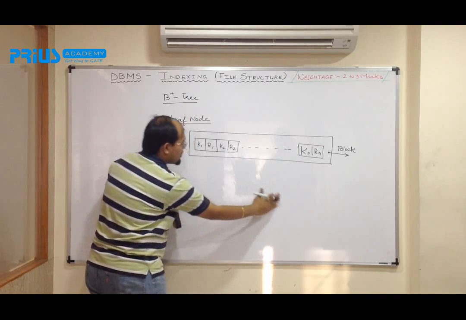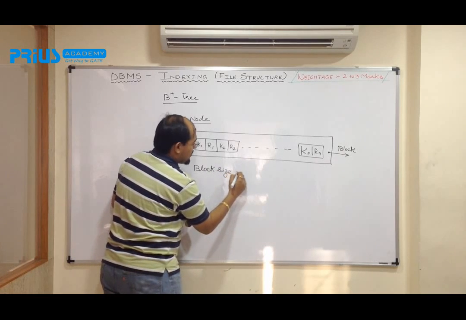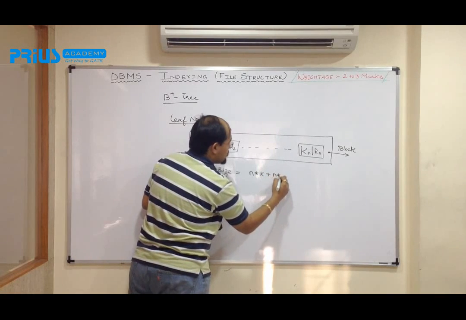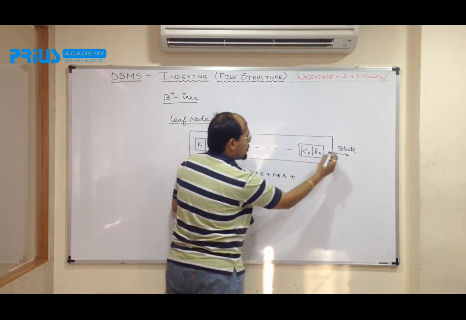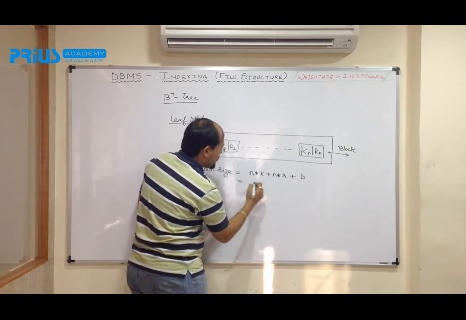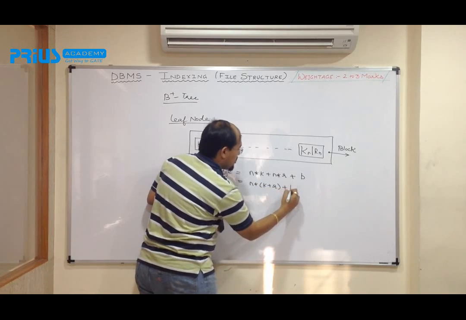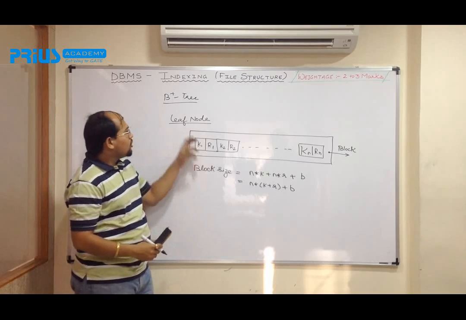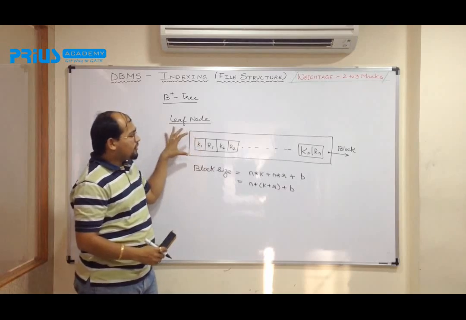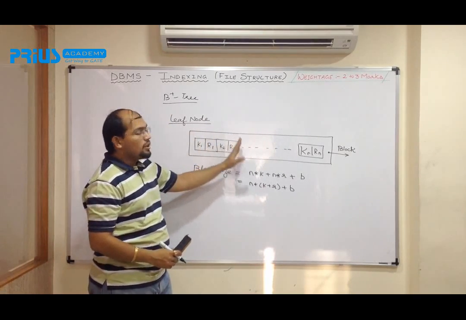So what should be the equation? The equation becomes block size is equal to n into k plus n into r plus 1 block pointer. Remember there is only 1 block pointer, so plus b. This can also be written as n into (k plus r) plus b. So clear? For a leaf node, the maximum order can be determined using this formula, where for a given block there will be n pairs, that is the maximum number of pairs of key and a record.